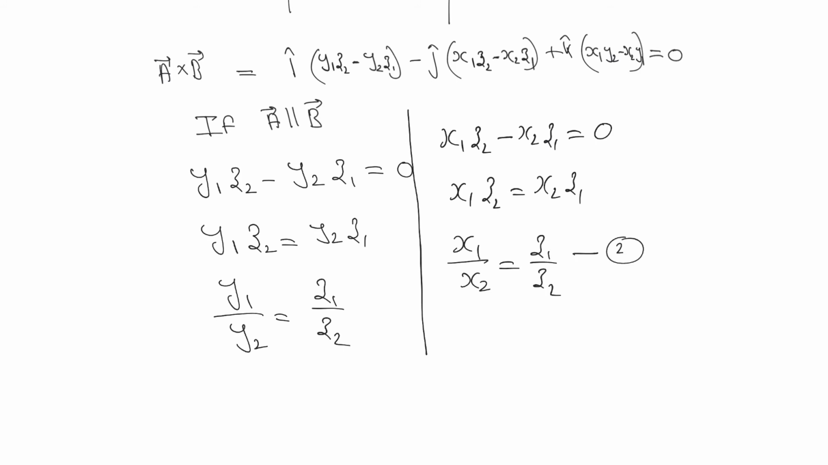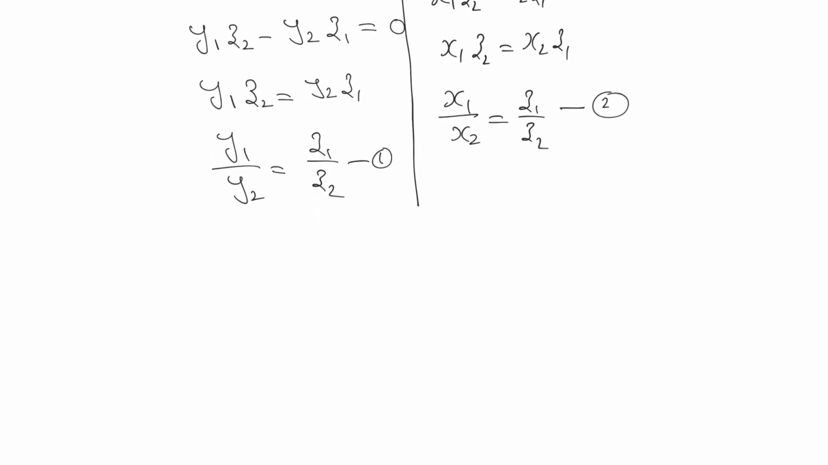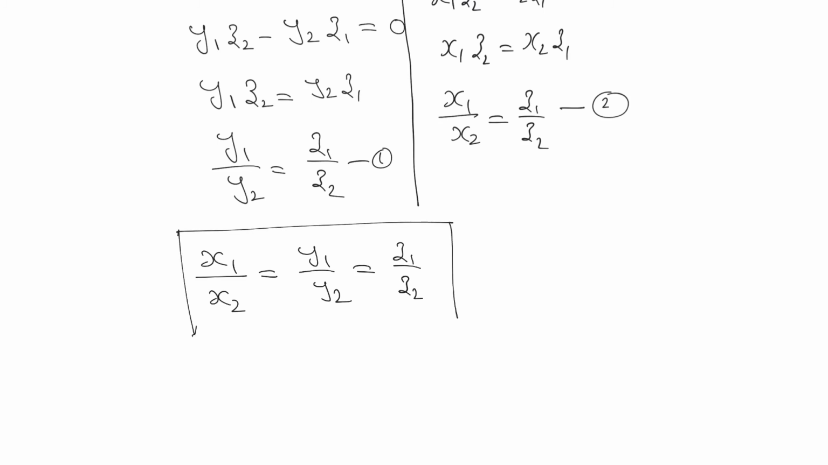Consider that these are equation number 2 and equation number 1. So if you compare these two equations, we can say that if two vectors are parallel, the ratio of x components, x1 by x2, will be equal to y1 by y2, that will be equal to z1 by z2. So in any question, if it is given that these two vectors are parallel, then the ratio of their x component or the y component should be equal to that of the z component.